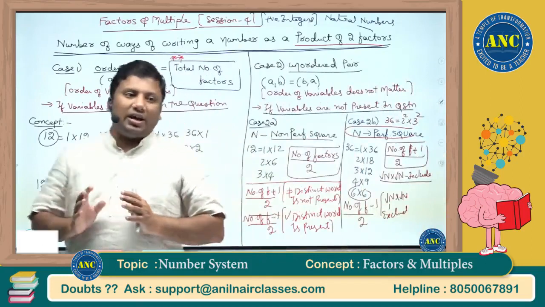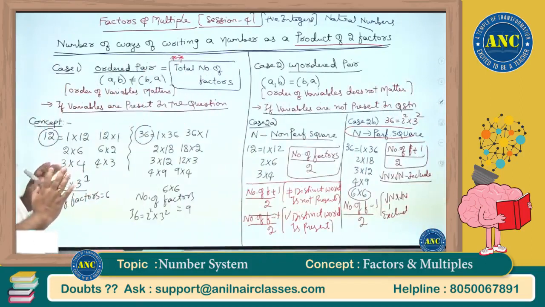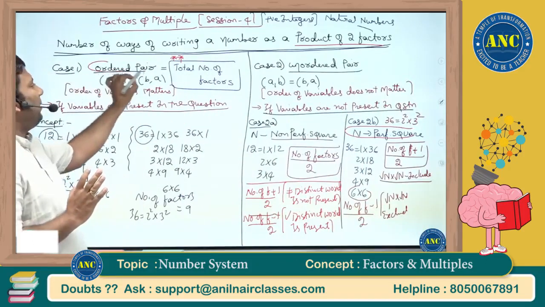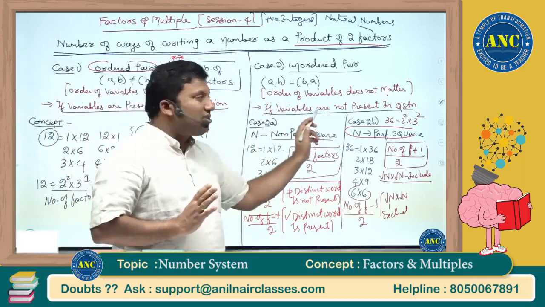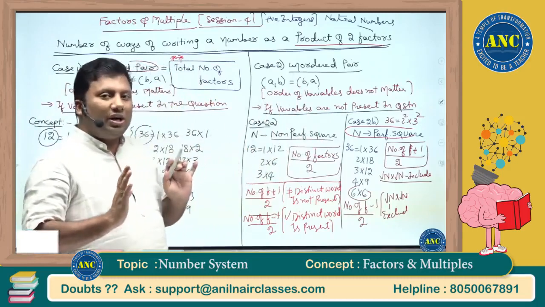I hope this entire case 1 and case 2 is clear to you. When to use ordered pair? If the variables are present in the question. If variables are not present in the question, you have to use unordered pair.